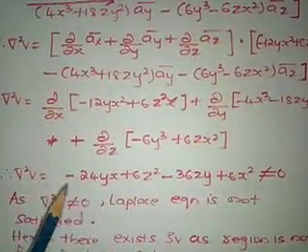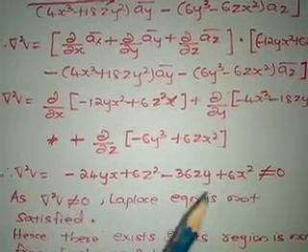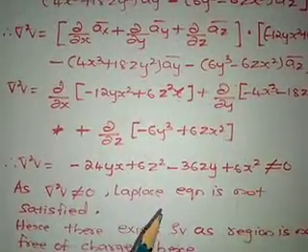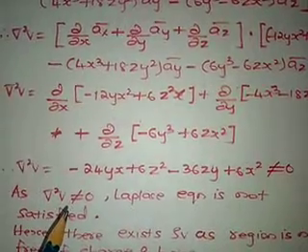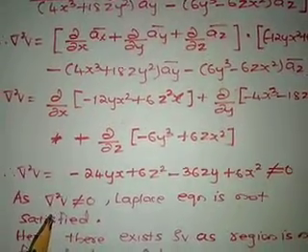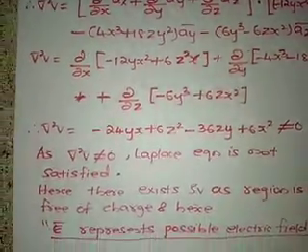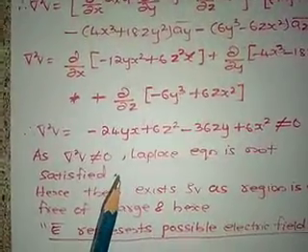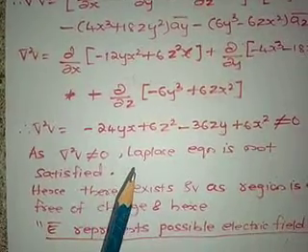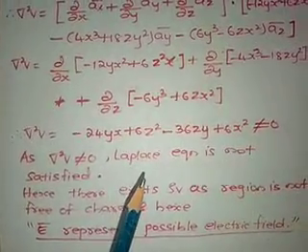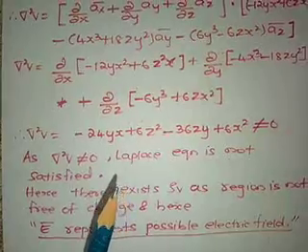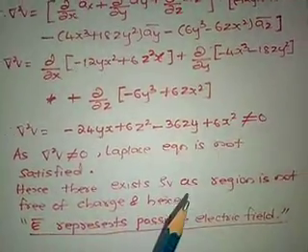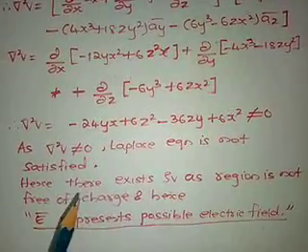So this del square V is this equation. As it is not equal to 0, that means it is not satisfying the Laplace equation. Laplace equation is not satisfied, because if the Laplace equation has to be satisfied, then del square V must be equal to 0. What it indicates here is that if del square V is not equal to 0, then rho v is also not equal to 0. So if rho v is not equal to 0, it indicates that charge is present in the given region. Hence there exists rho v, as the region is not free of charge.